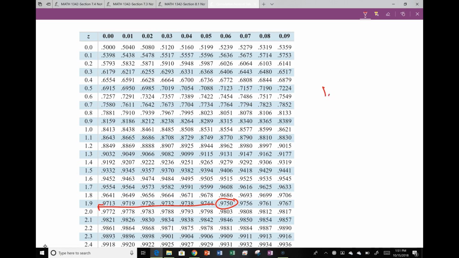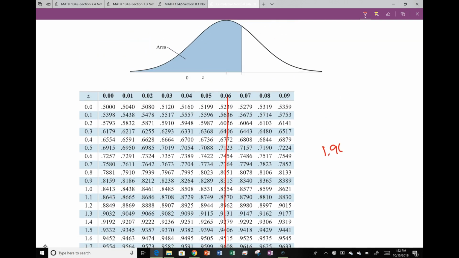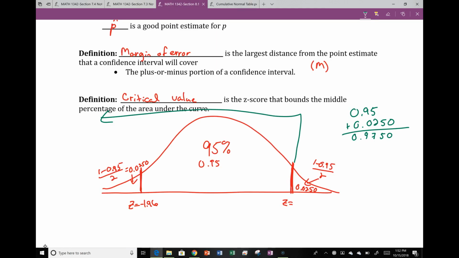Okay, that's a 1.9. And I'm going to follow it up to a 6. It's the positive version of this. So my critical value here is a 1.96. These values are the same because we're wanting that middle portion. So they're going to cut off the same amount on both sides.